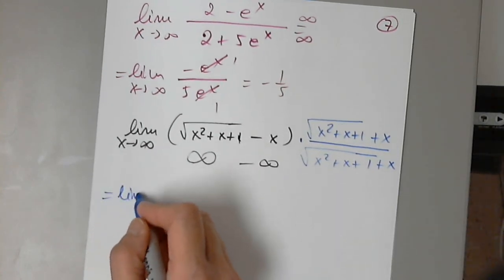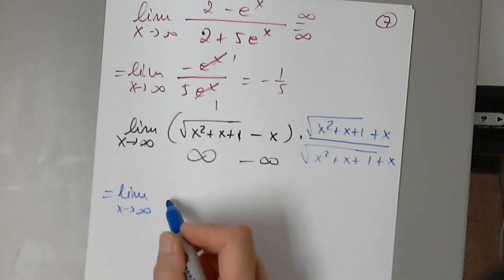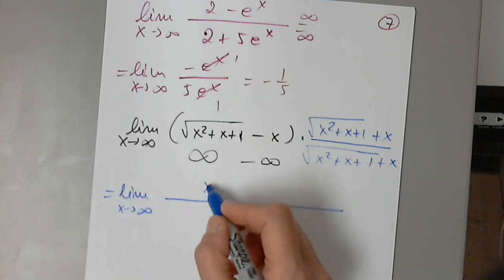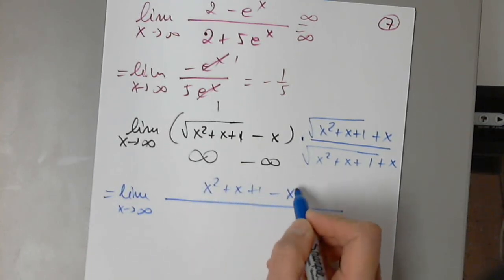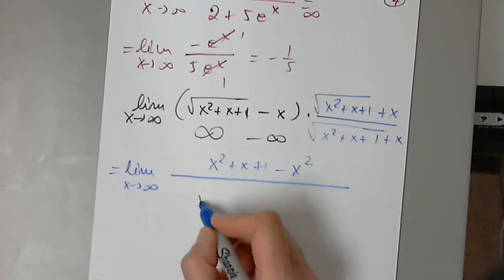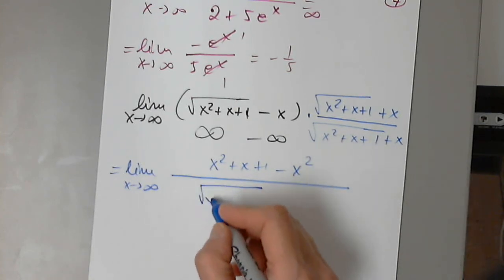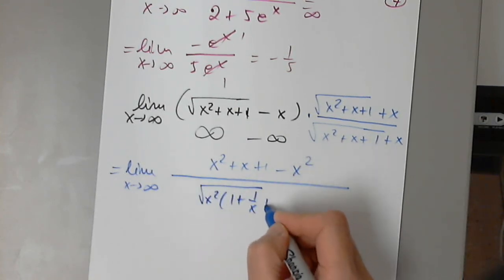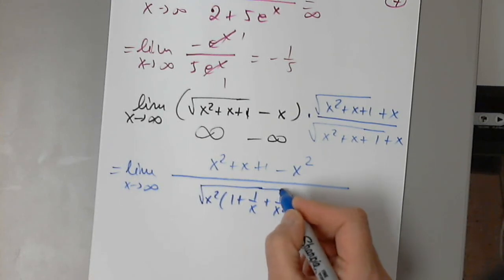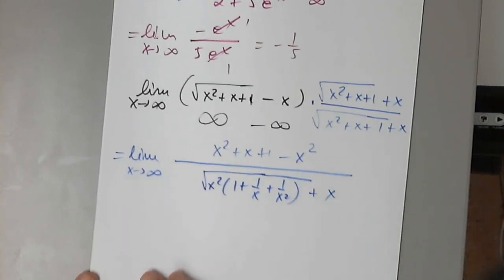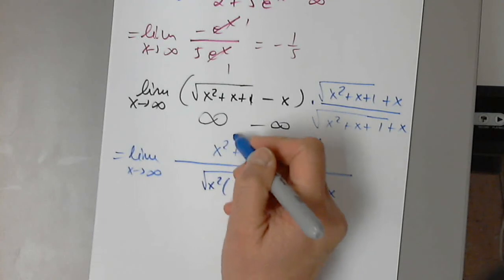So then the limit as x approaches infinity. The numerator is x squared plus x plus 1 minus x squared. And the denominator is the square root, and I will factor out x squared as we remember, 1 over x plus 1 over x squared, and plus x. These two go away.